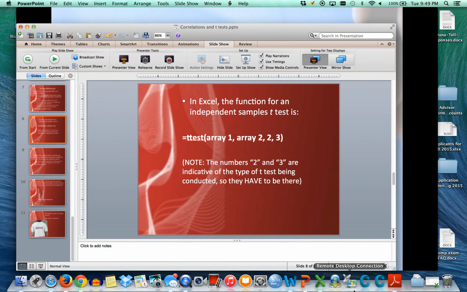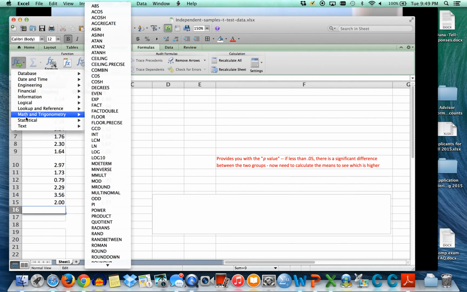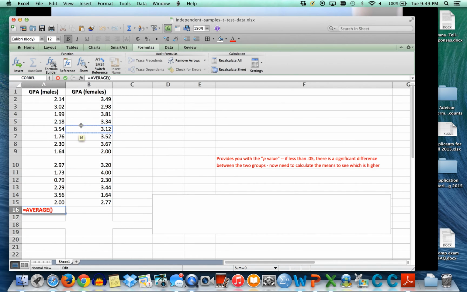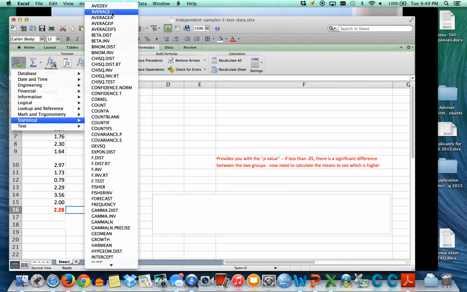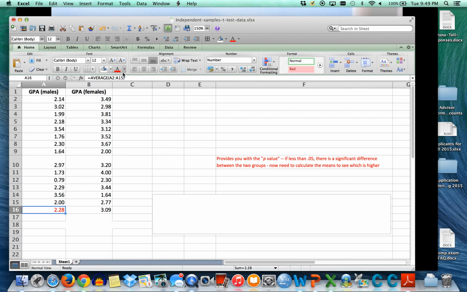So let's open up the handy little example that I have ready to go. Here is a data set for males' and females' GPA, and we want to know if they are significantly different. So the first thing that we would do is insert the average, and then do the same thing here, because remember we have to have the means for the groups. In our test we'll do that, but it won't give them to us in the results. And I'm not sure why this is bold. I'm just going to unbold and make it black.